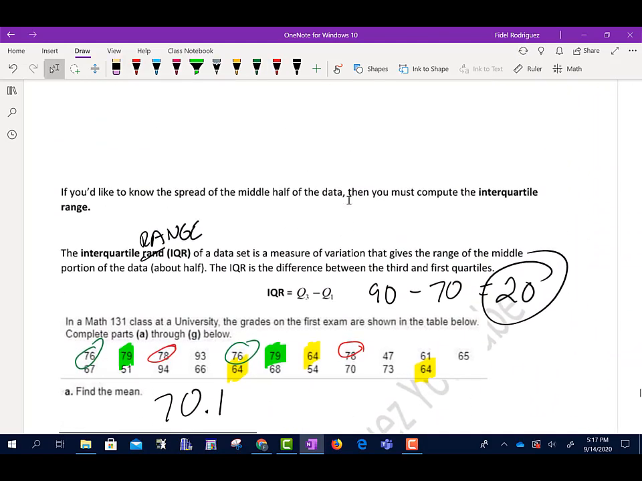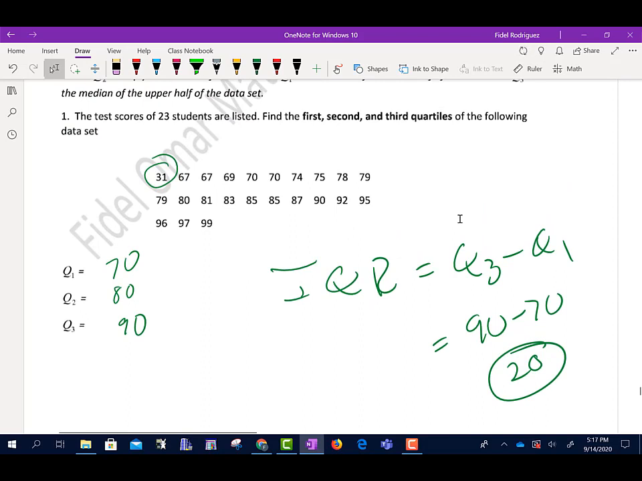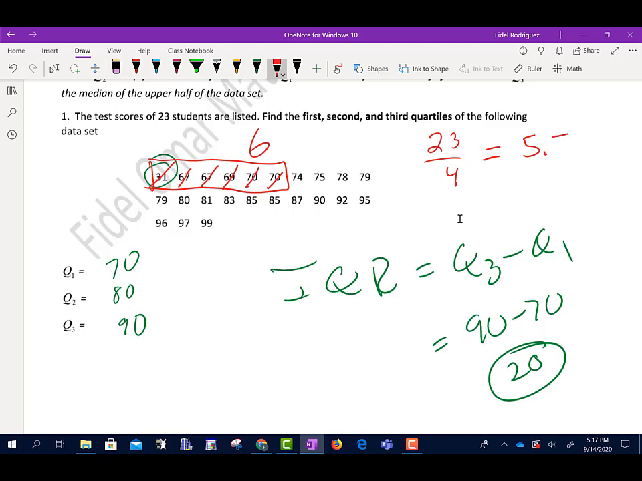So if I came back over here to my original problem, we said about 1/4 of the numbers are going to be between 31 and 70. So look how many numbers I have here, right? 1, 2, 3, 4, 5, 6. Okay, so if I were to take 23 and divide it by 4, that would be 5.75, almost 6 numbers. So again, that's why they're saying there's so many numbers right there. And then there should be roughly 6 numbers in between each of those ranges. And then I could do the same thing.